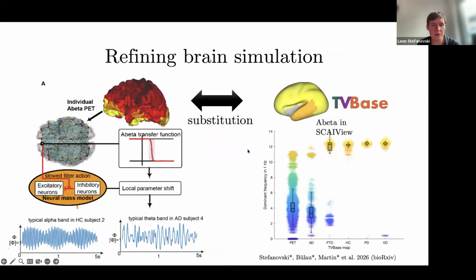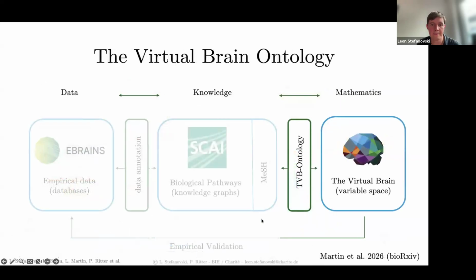We did this already in general. We showed that the TV-based maps can reproduce the results that I showed you earlier in this study using amyloid PET for changing excitation-inhibition balance. If we use not amyloid PET, but amyloid relevance from TV-based maps, we get very similar results for Alzheimer's disease compared to other conditions.